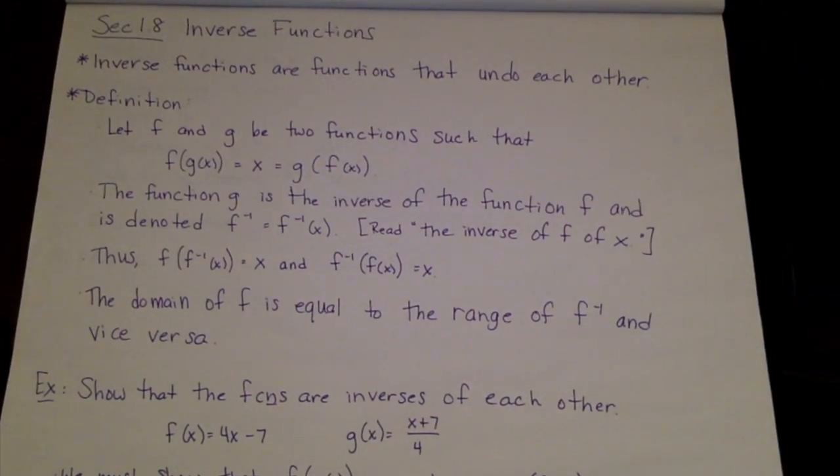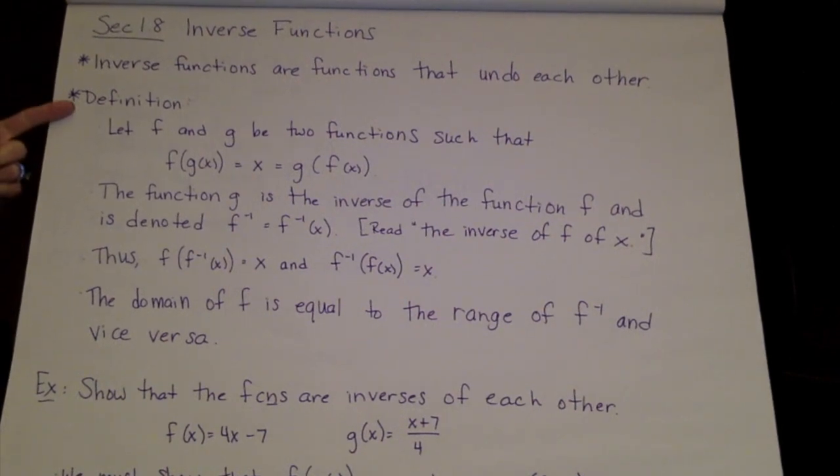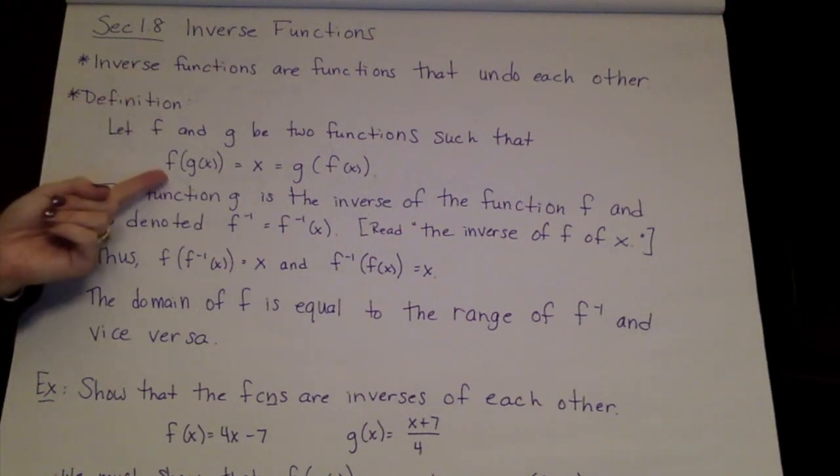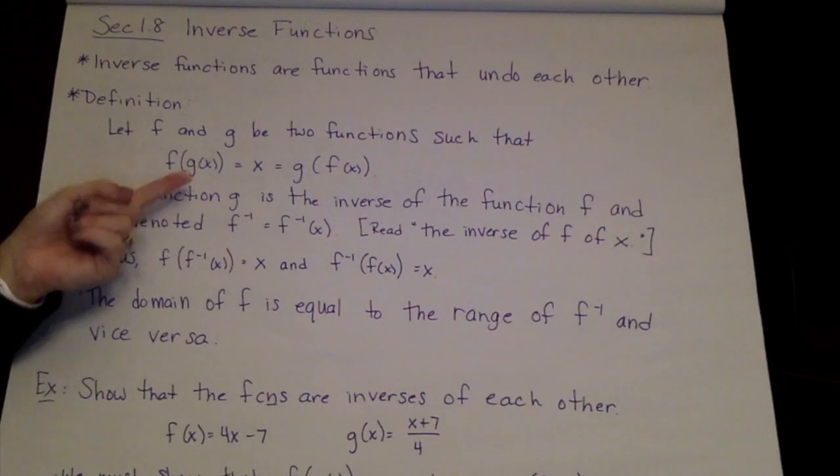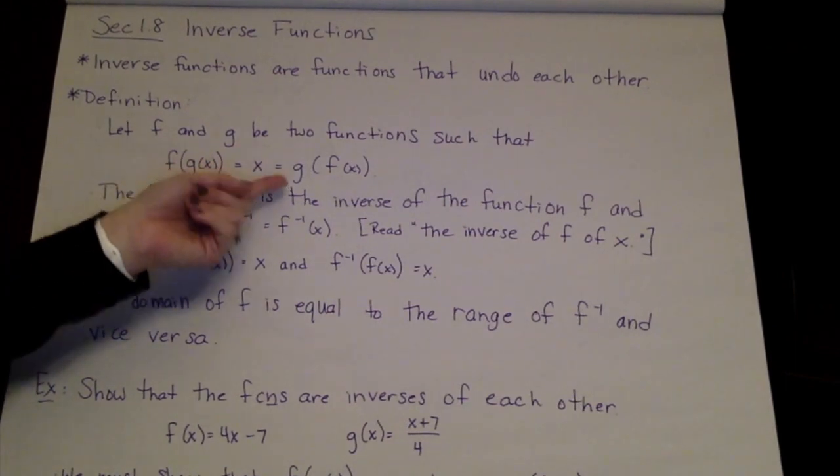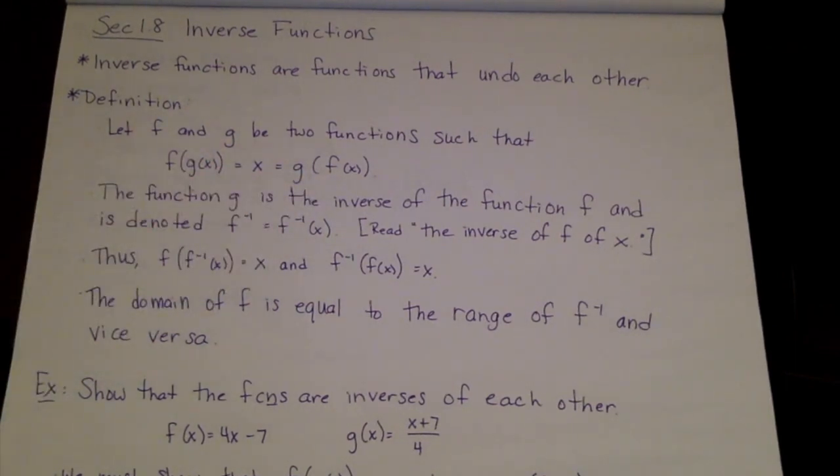Inverse functions are functions that undo each other. This is the technical definition in the textbook: let f and g be two functions such that f of g of x, a composition, is equal to x, and also g of f of x is equal to x. No matter which way we do the composition, they both come out to be x.